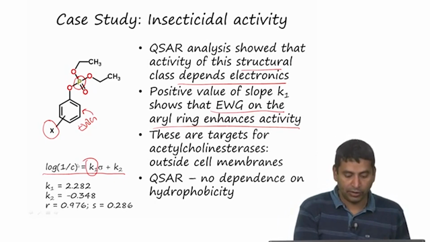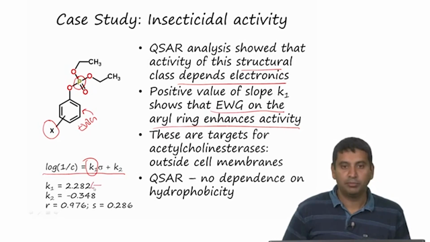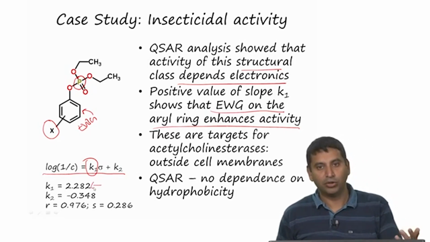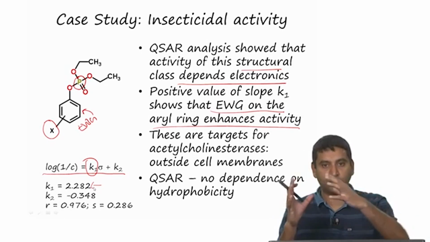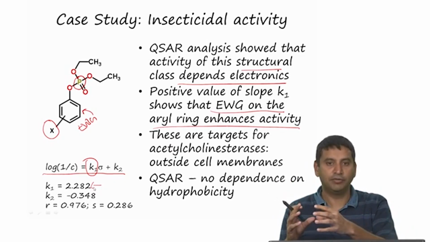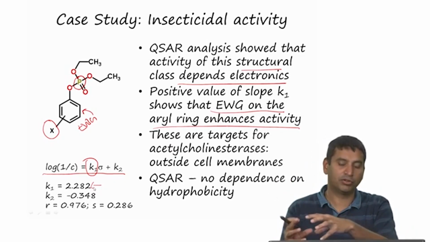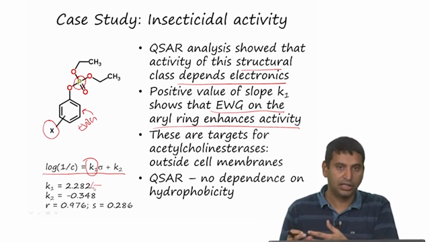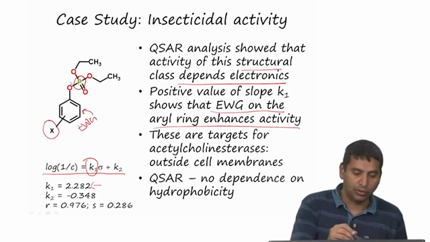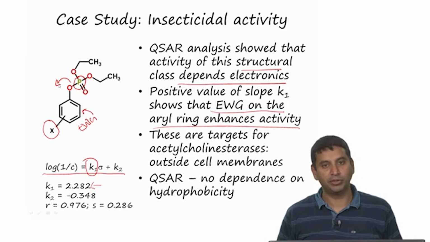And K1 being a positive value means that the electron withdrawing group would increase the activity. These molecules were later found to be targets for acetylcholine esterases, which are expressed outside the membrane, and therefore, it is understandable that the organophosphate will get hydrolyzed better when you have an electron withdrawing group, because the phenolate becomes the leaving group in this case.